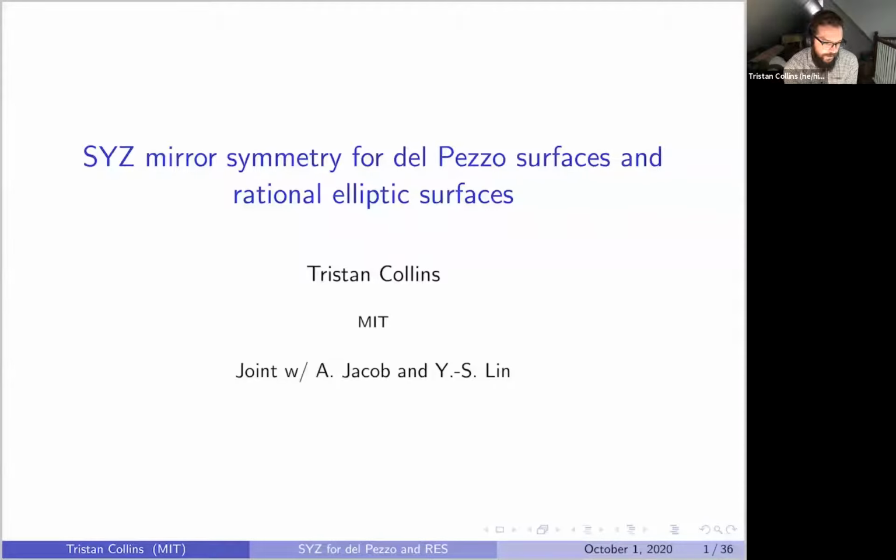So I am going to talk about some joint work with Adam Jacob and Yu-Shen Lin, and I should say that my perspective, or at least my approach to this kind of stuff, is much more differential geometric and geometric analysis based. So that is where I'm coming from.